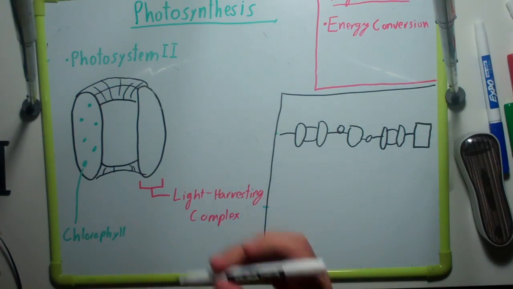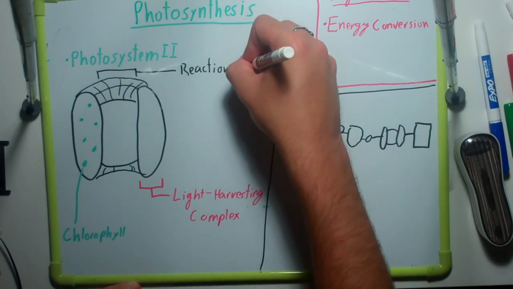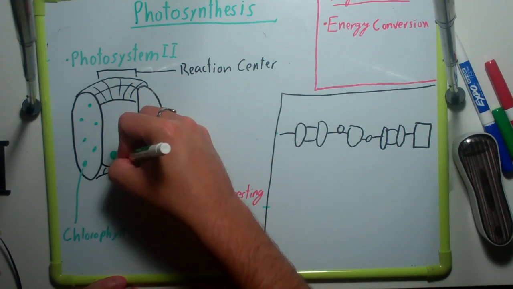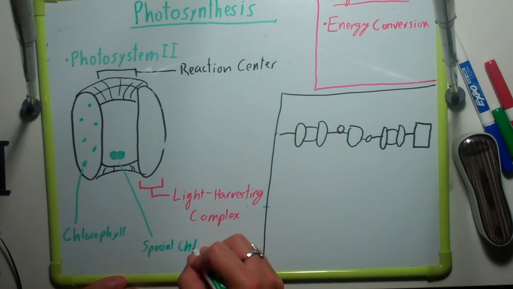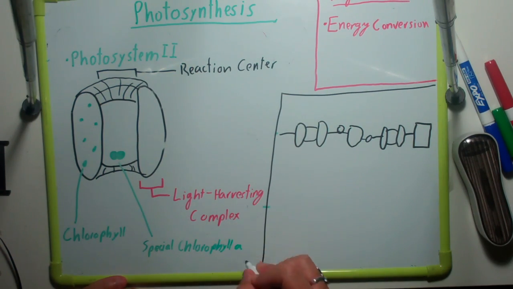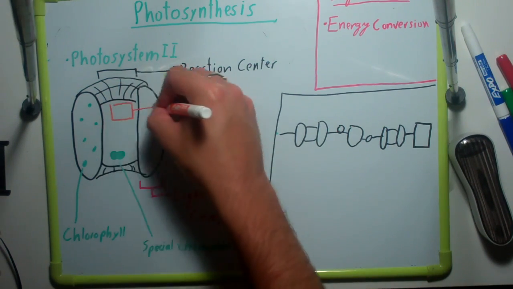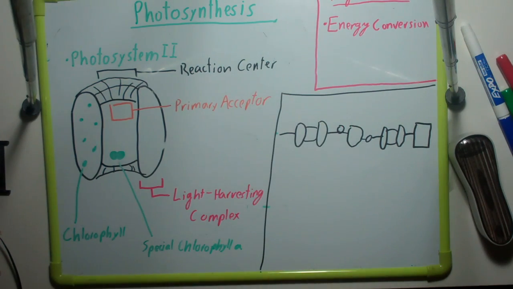Now, the inside is also really important to our little photosynthesis journey. And this inside part is called the reaction center. Finally, something that's named cool. It contains a special chlorophyll A molecule, which is basically two chlorophyll A molecules bonded together, and a region called the primary acceptor right above that. I know this seems like a tangent, but bear with me, this is important.